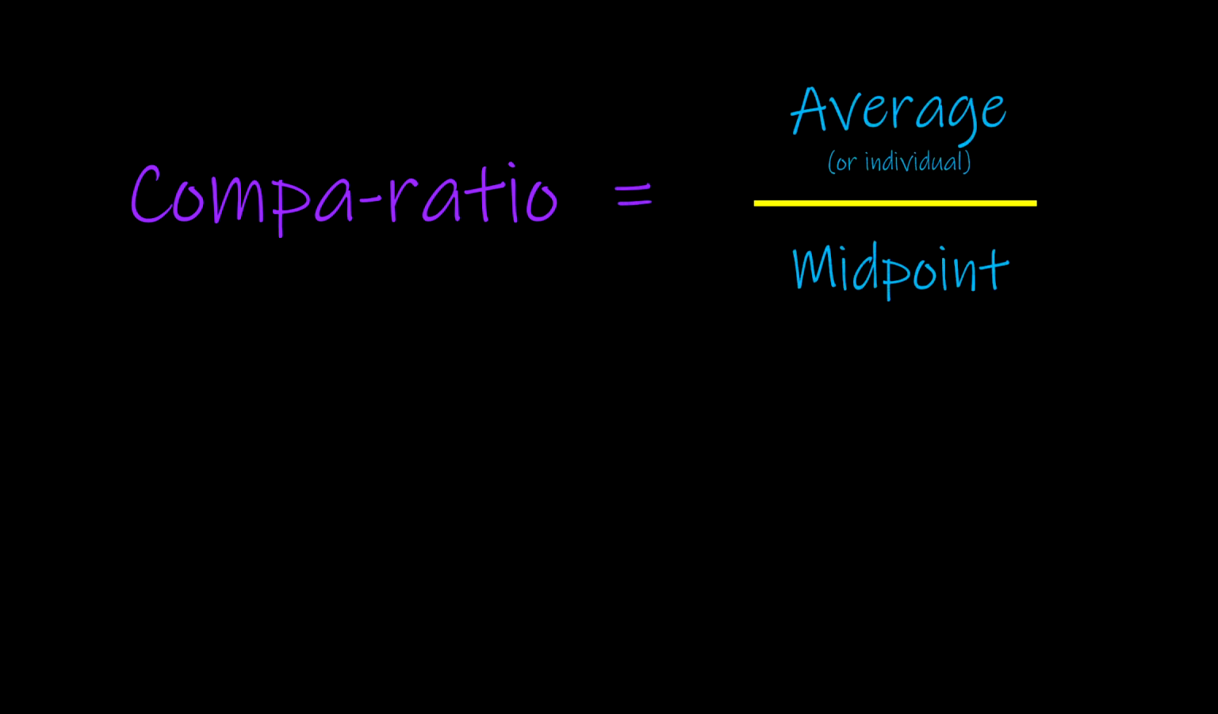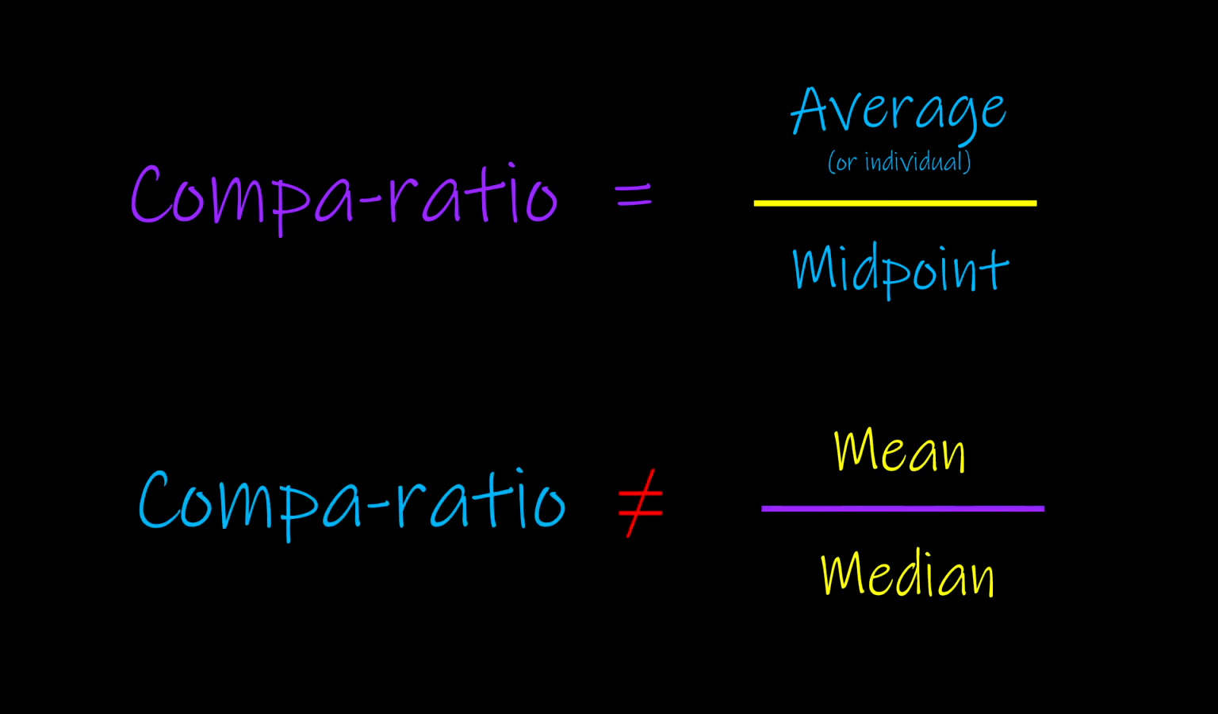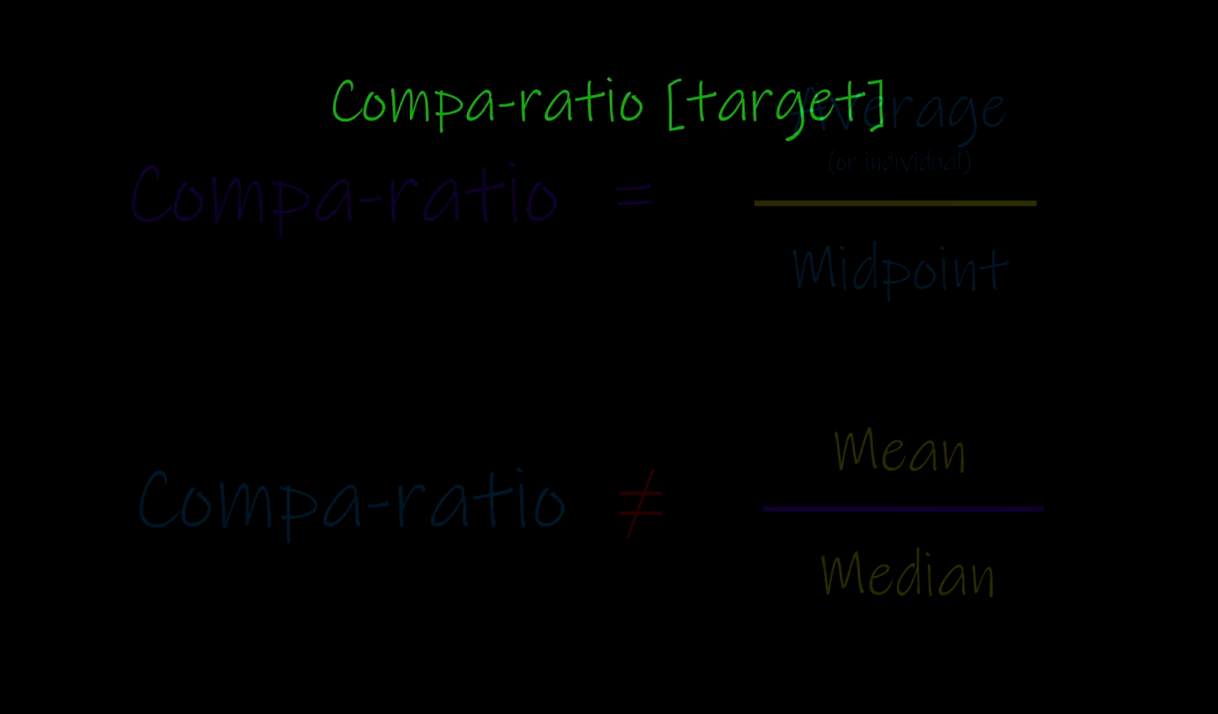As we calculate the compa ratio, what we're essentially doing is taking either the average or individual pay that we're looking to analyze, and dividing it by that midpoint. Now, this may sound very similar to dividing a mean by a median, but that is not the case. The compa ratio is not a ratio of mean to median. It is a ratio of the average pay to the midpoint of the range.